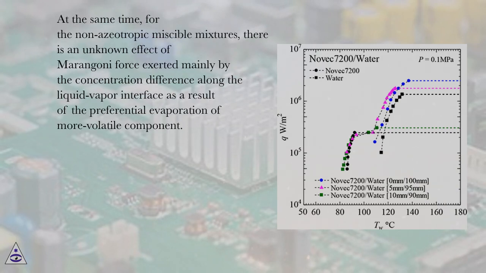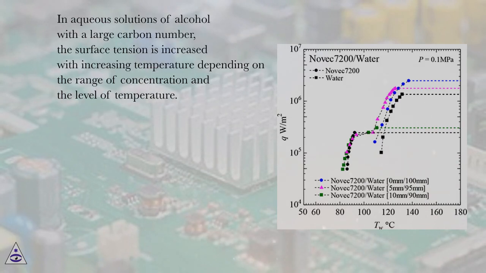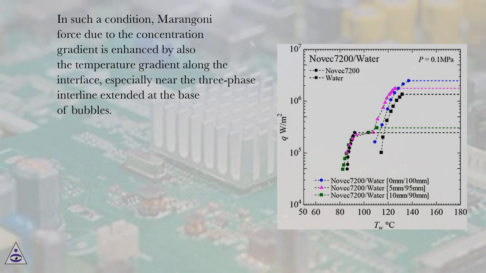At the same time, for the non-azeotropic miscible mixtures, there is an unknown effect of Marangoni force exerted mainly by the concentration difference along the liquid-vapor interface as a result of the preferential evaporation of more volatile component. In aqueous solutions of alcohol with a large carbon number, the surface tension is increased with increasing temperature depending on the range of concentration and the level of temperature. In such a condition, Marangoni force due to the concentration gradient is enhanced by also the temperature gradient along the interface, especially near the three-phase interline extended at the base of bubbles.